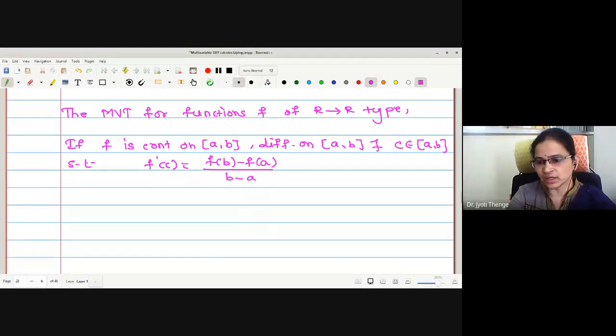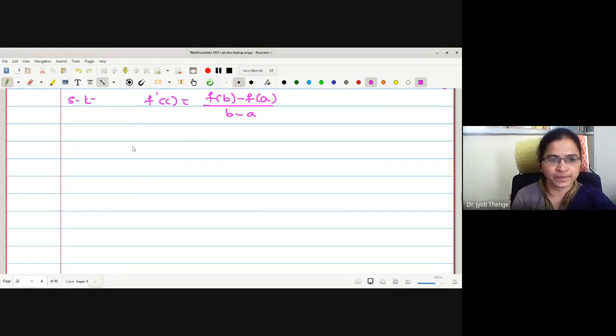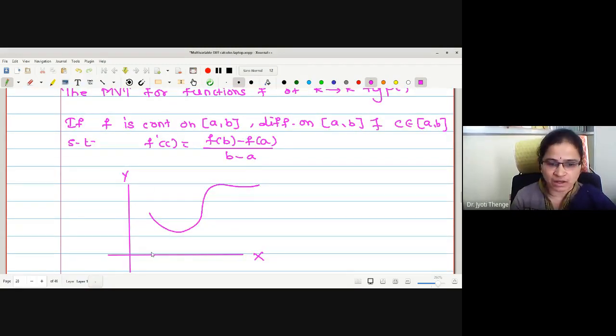Can anyone tell me the geometrical interpretation of this statement? Geometrical interpretation. These are the coordinate axes as the function is of one variable. This is going to be somewhere like this. Suppose this is my function. What does this right hand side tell us? Let me mark the intervals also. Suppose this is some A and let this be B.